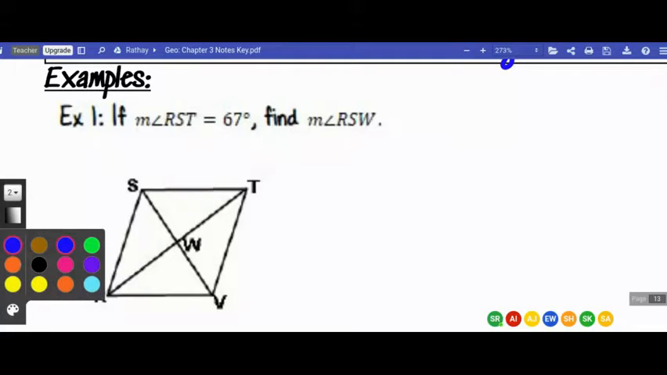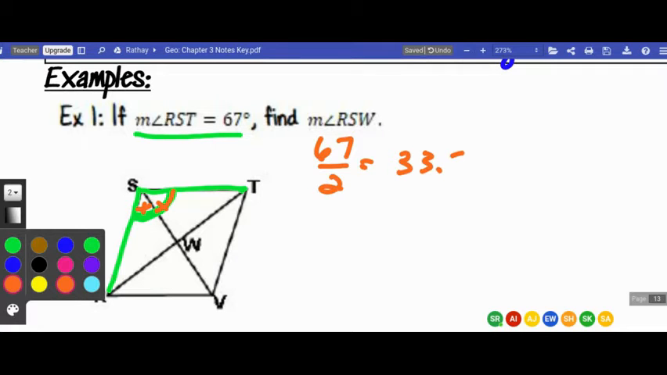In our first example, RST is 67. This diagram is clearly not to scale. It's a terrible drawing because RST is this whole angle right here. They're saying it is 67 degrees. Now, if the diagonal bisects the angles, that means that these two angles have to be congruent. So to find the measure of each, I take 67 divided by 2, which is 33.5.